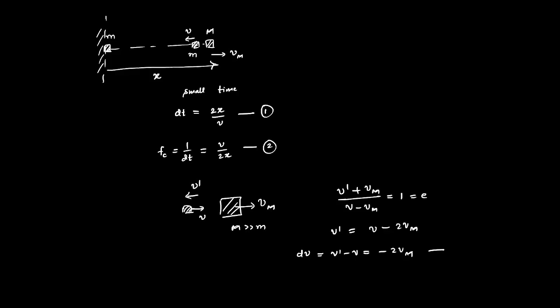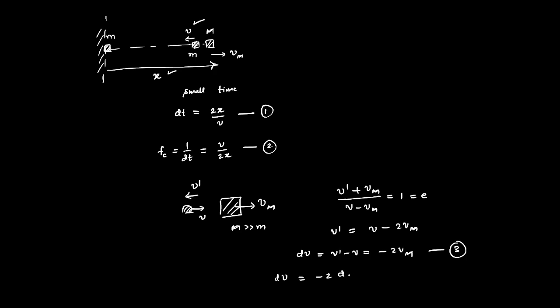Okay, now this is again an important relation. Once we get all these three relations in place, then we will explore how to get information on the speed of small m with respect to the distance x. So we have the change in velocity of the small m block equal to negative 2 times the velocity of the capital M.